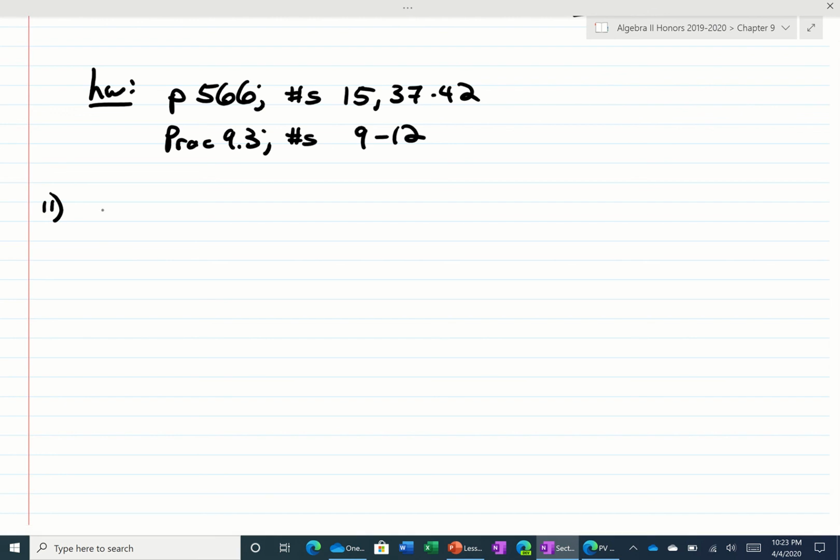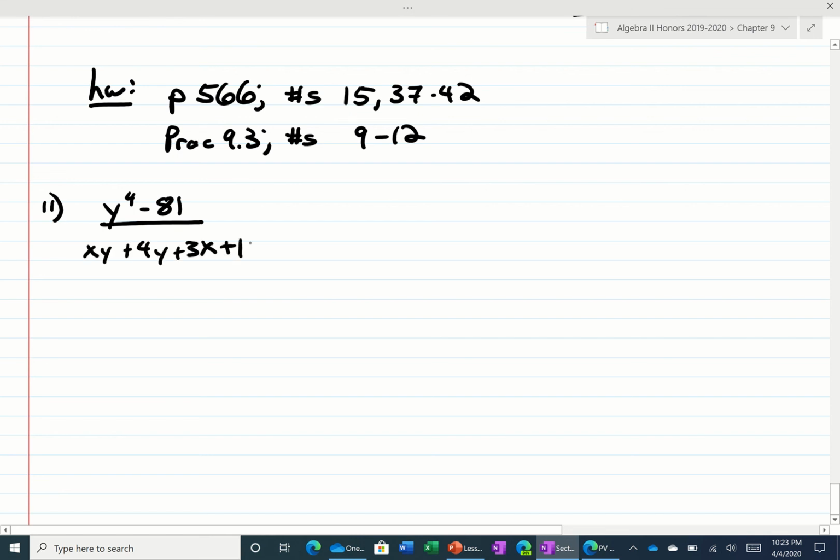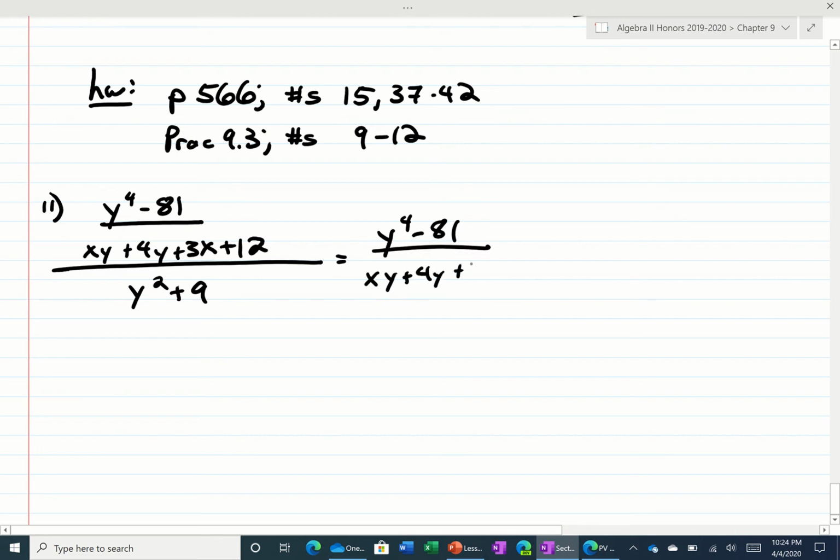The problem says y to the 4th minus 81 divided by xy plus 4y plus 3x plus 12. And then it has another line, and it's going to say y squared plus 9. What this is asking you to do is y to the 4th minus 81, which is a perfect square, over xy plus 4y plus 3x plus 12, factor by grouping, and divide that whole thing by y squared plus 9. So that's what that means. The thicker line separates the numerator from the denominator.